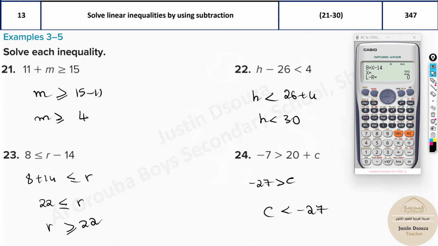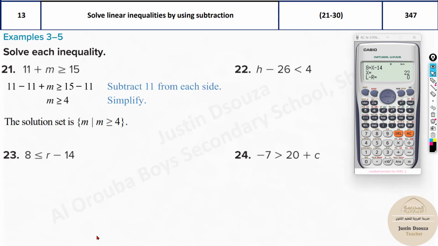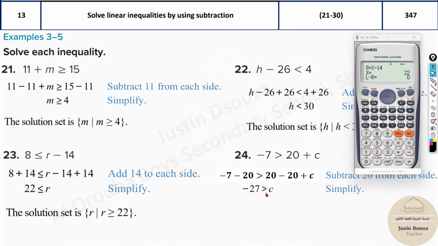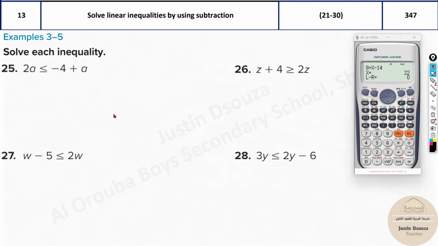It's very easy. And you can see over here, they write this. What is this? The solution set is of the variable m, which belongs to m greater than or equal to 4. This is just a fancy way of stating that m is the variable and m's condition is mentioned here. The value of m can be only greater than or equal to 4. That means it's 4, 5, 6, 7, 8. Values such as minus 2 or 3 or anything less than 4 are not allowed. So those are the answers. It's simple. Here it'll be c less than negative 27. Same way you can try it over here.